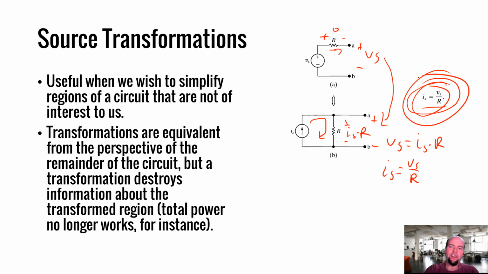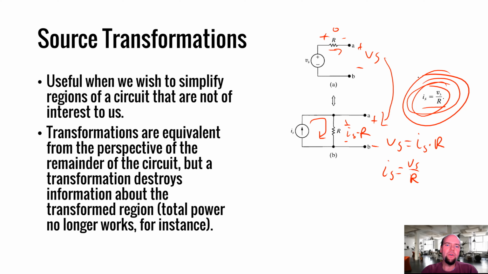Now, source transformations are handy. It's often very useful to take a voltage supply in series with a resistor and convert it to a current supply in parallel with a resistor. It's handy usually because after doing that transformation, we are then able to combine that equivalent resistor with another resistor and simplify the larger system even further.